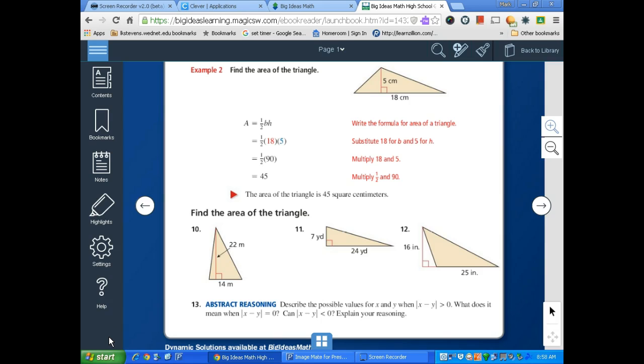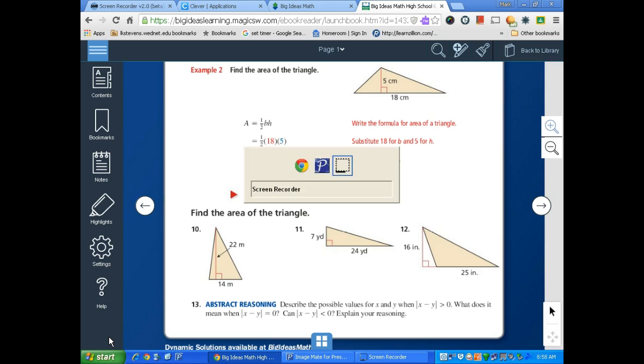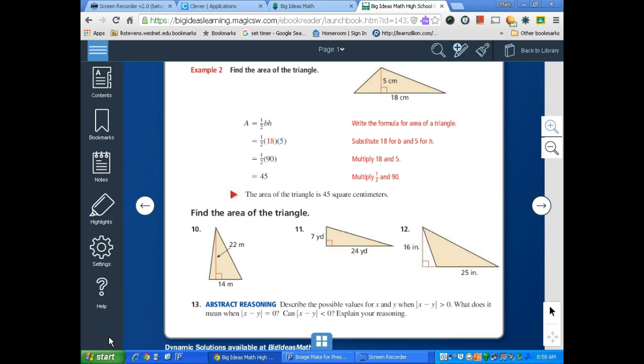All right, so if we're doing problem number 10. Okay? Problem number 10, we have a triangle, and it would be helpful if I could do a split screen on this, which I don't think I can. All right. Let's see if I can do that.